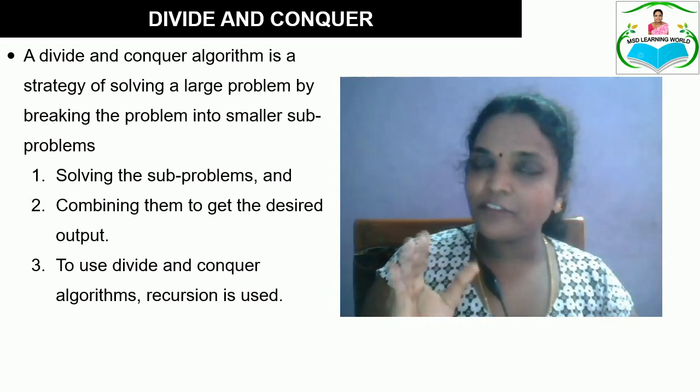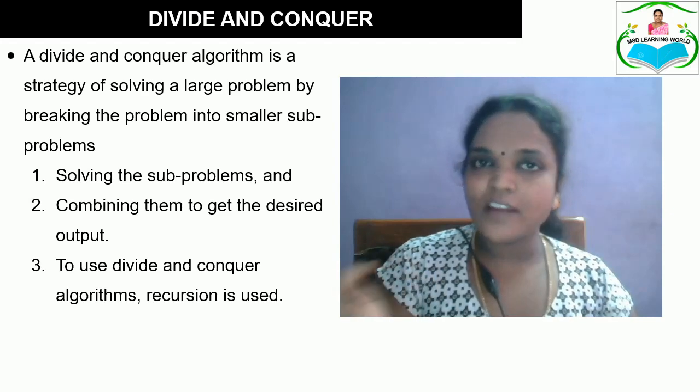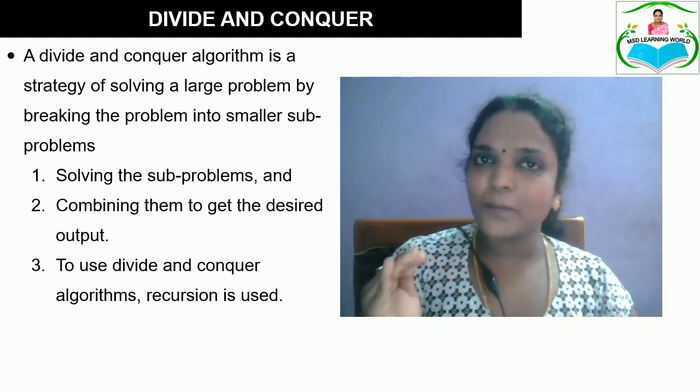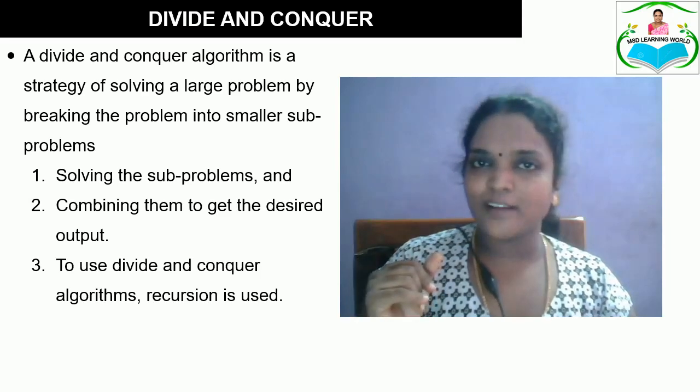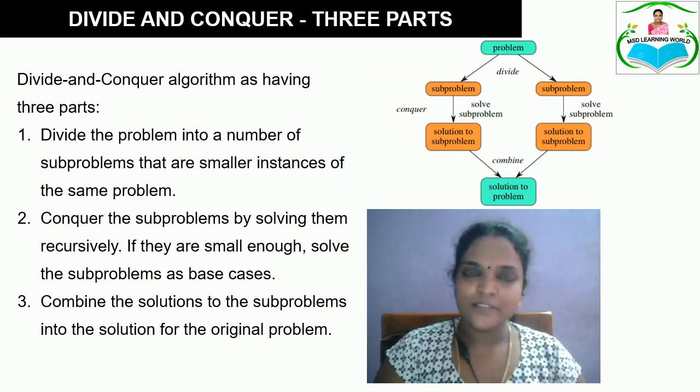Now in this video we will see how problems are solved using the divide and conquer approach, and let us examine the time complexity of those divide and conquer algorithms. In a divide and conquer algorithm there are three parts. The first process is divide, the second process is conquer, and the third process is combine.